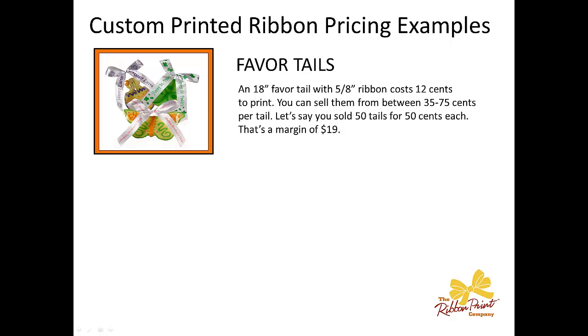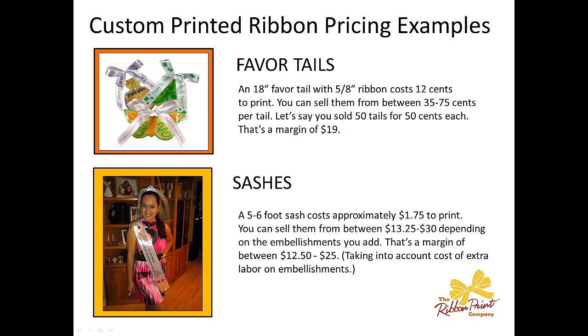And here you can see, and this is just using calculations just like we've already gone over, an 18-inch favor tail with 5/8 inch ribbon costs about 12 cents to print. And you can sell them between 35 and 75 cents per tail, again, based on where you're falling and pricing yourself within the market. So you could make $19 off a sale if you sold 50 tails for 50 cents each. And it takes seconds to produce and print up. So that's a really nice margin.